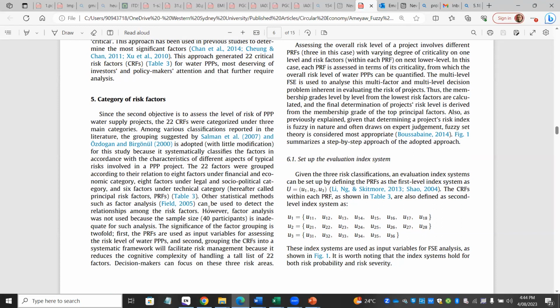So here you can see that they are categorizing the factors based on literature, and they have cited Sama and Ozogan and Abigun as the papers they used to group the factors. But in addition to this, they are acknowledging that apart from this approach, which is just using the literature to categorize the factors, you can also use factor analysis.